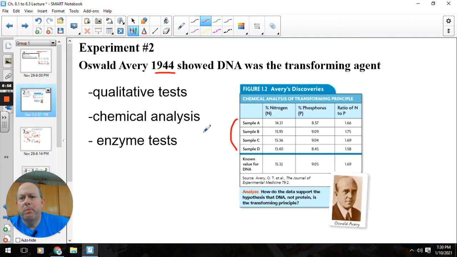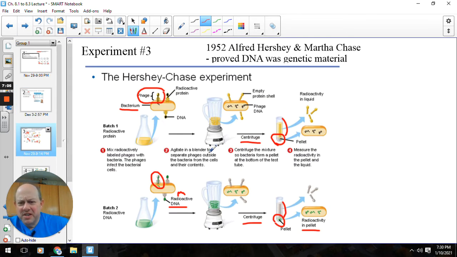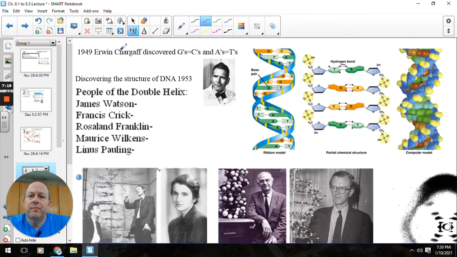Now, poor Oswald Avery was probably saying, I told you guys 8 years ago, and no one listened. But now the world listened. And so the race was on. We know DNA is the genetic material, and the race was on. What is the structure of DNA? We have to understand structure and how it works before we can apply it to our benefit.